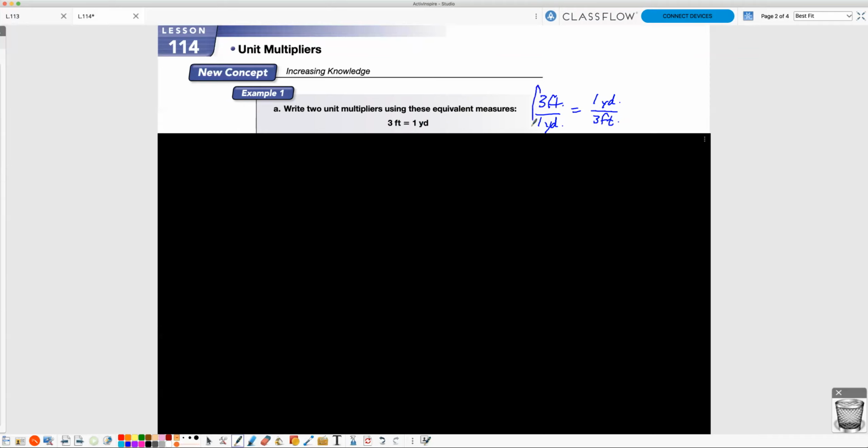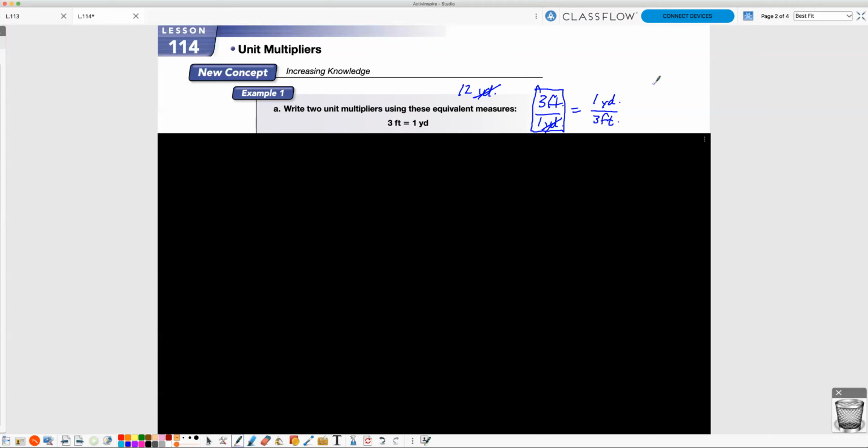This would be the unit multiplier I would use if I was trying to convert some yards into feet. So if I had like 12 yards and I wanted to convert that to feet, I would take 12 yards times 3 feet over 1 yard. The yards would cancel each other out, and I'd be left with 12 times 3, which is 36, and I would know that that's 36 feet.